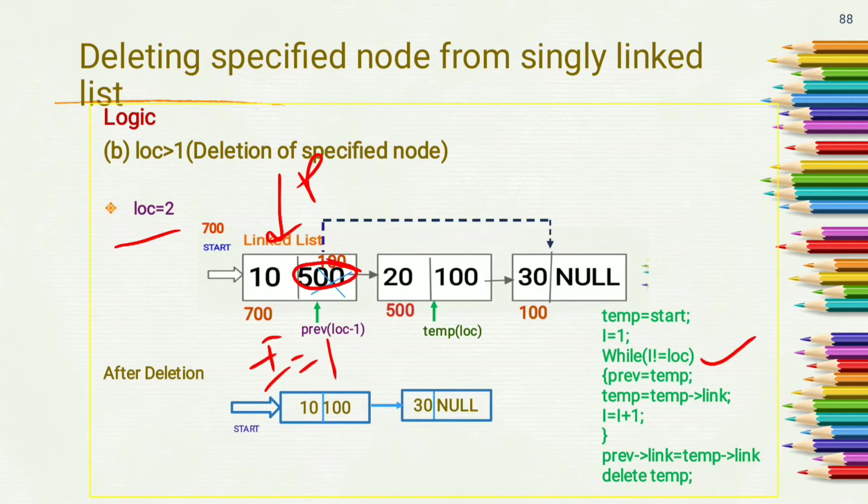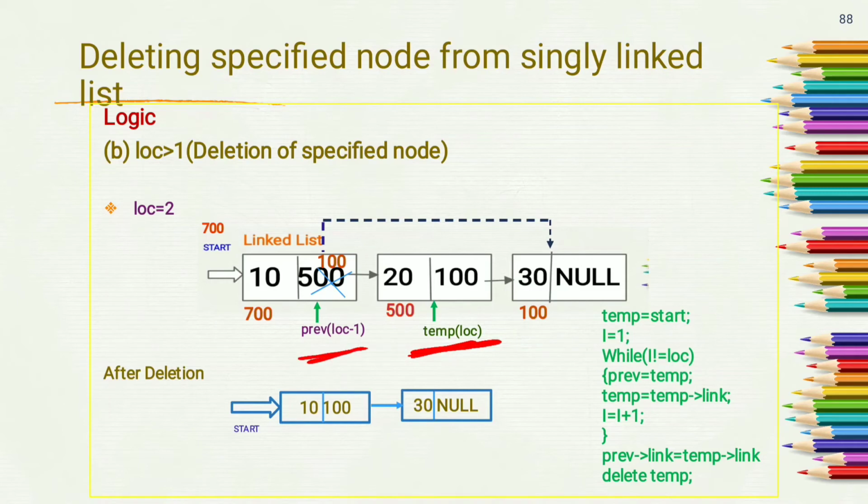The value of temp link is 500, so temp will move to this node and the value of I is incremented to 2. Now again we check if I is not equal to location. Here the value of I is 2 and the value of location is also 2. So 2 is not equal to 2, the condition is false. So now temp has moved to the node having location 2 and previous to the node having location 1. Previous is a pointer which is previous to the temp node.